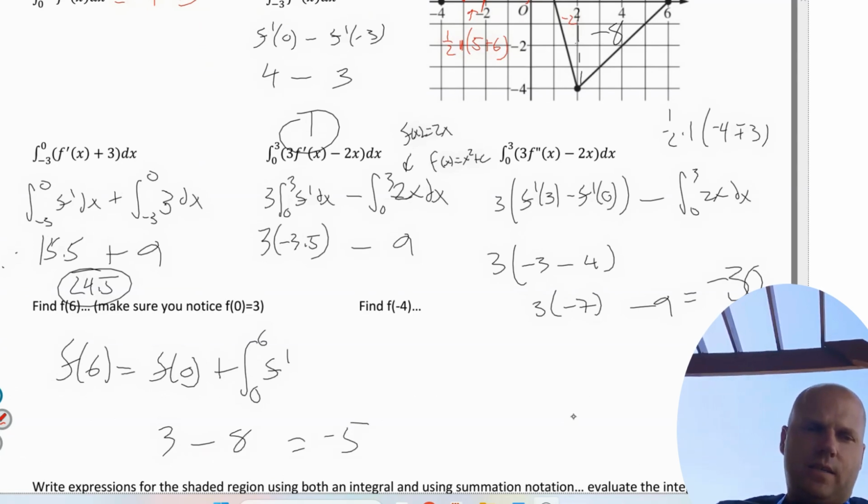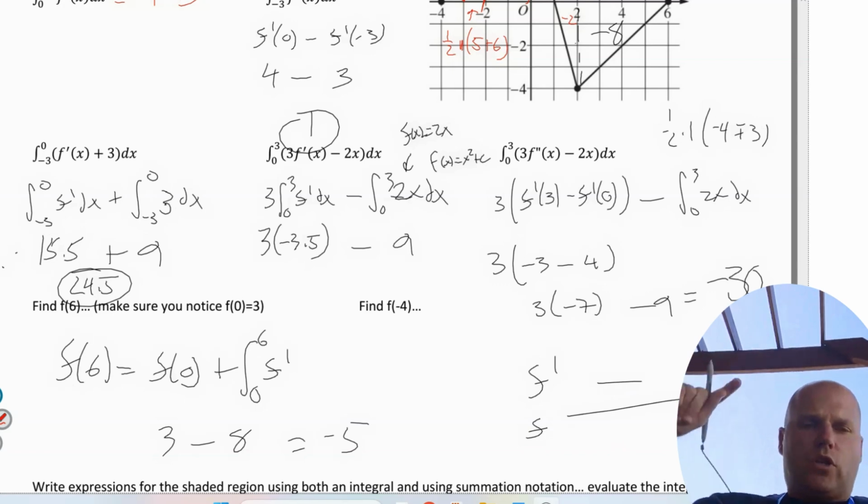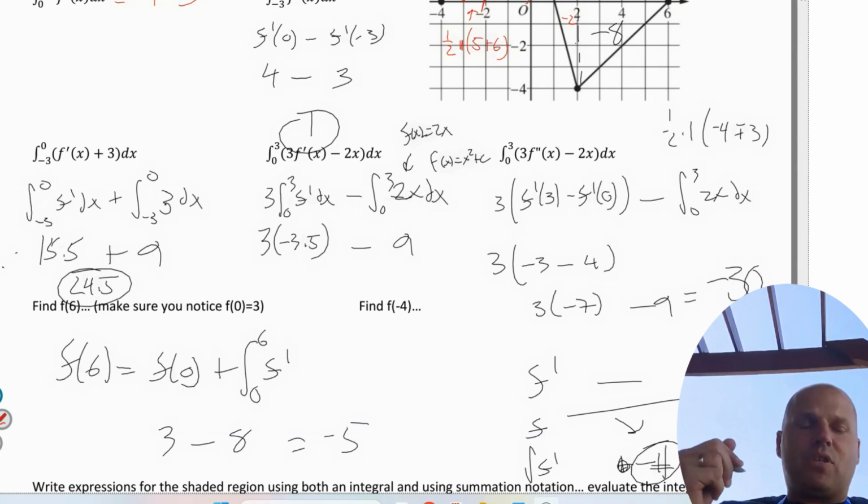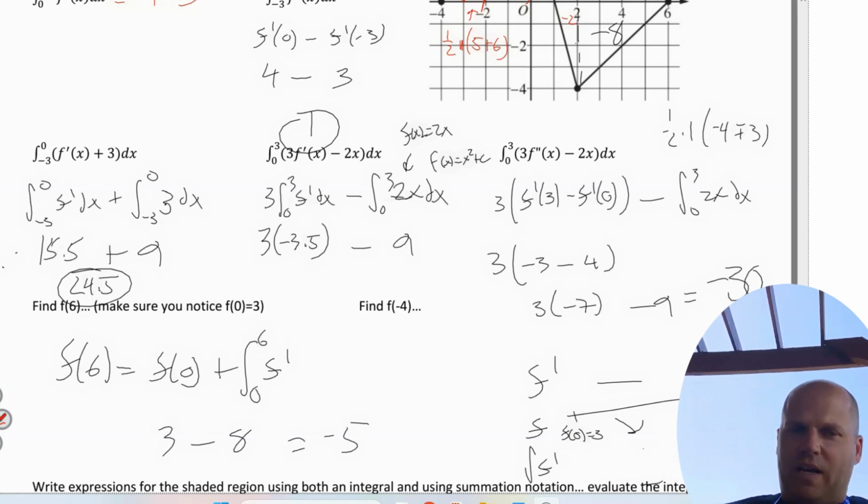Don't you forget that when you have a derivative that is negative, that means your function's decreasing. If you accumulate a derivative, all you get is how much we decrease. That is not a position, it's a change in position. You need to use f of 0 as 3. You need to use that this is minus 5. This is minus 8, so that you get that f of 6 is minus 5.